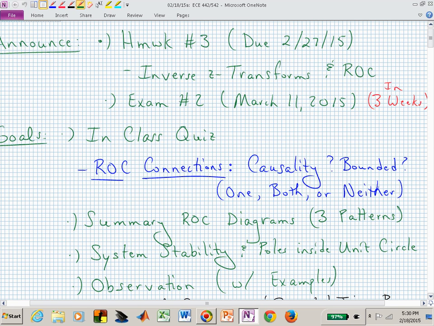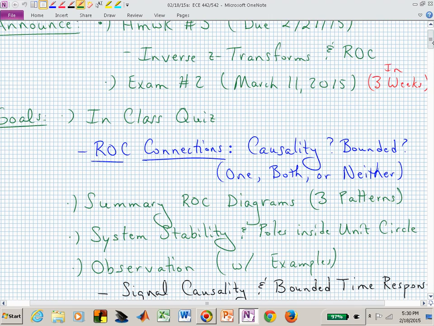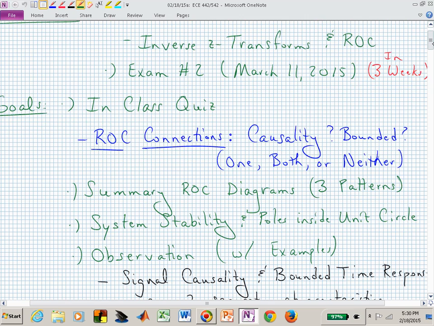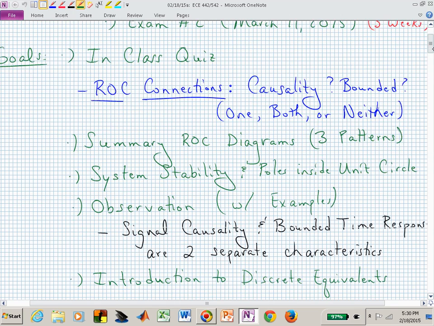Just as a reminder, homework number 3 is due a week from Friday, and that's dealing with inverse Z transforms, which involves the region of convergence to obtain unique answers. Exam number 2 is actually 3 weeks from today, just as a reminder. Seems like we just had exam 1, which we did. It was a week ago, but our exams are roughly 4 weeks apart now.